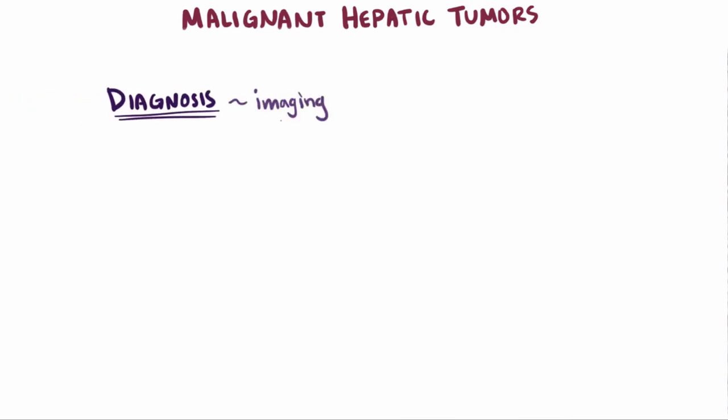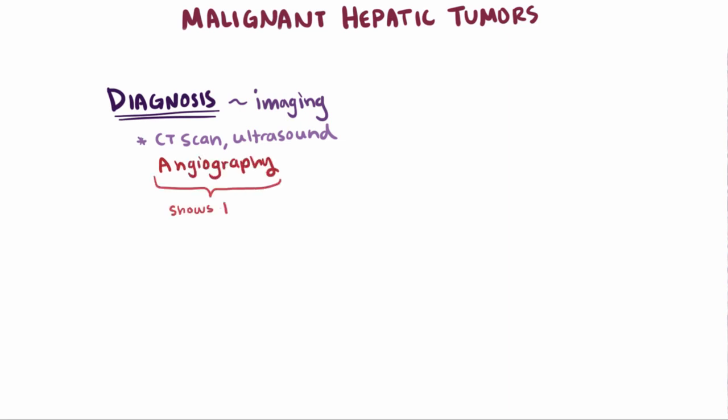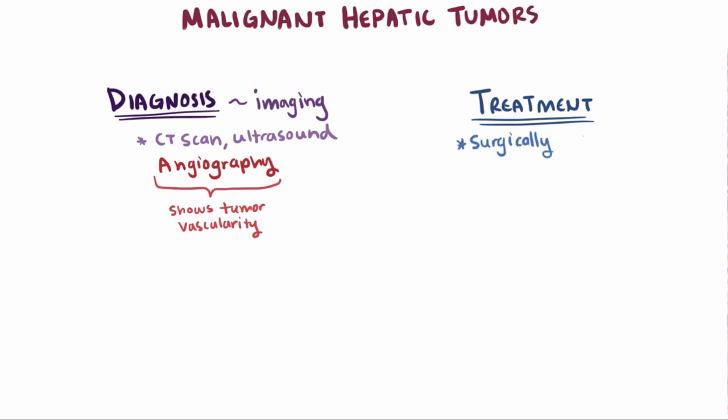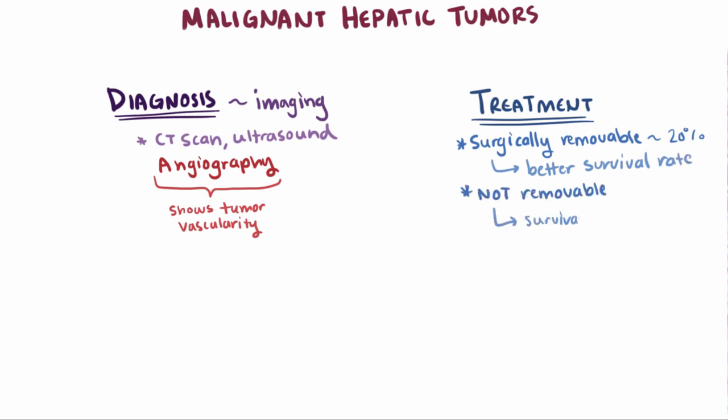Imaging procedures can be helpful in making a diagnosis, like CT scans, ultrasound, and particularly angiography, which can help show vascularity of the tumors. If the tumor is found and can be surgically removed, which is about 20% of cases, then the survival rate is improved by quite a bit. But if it's not able to be removed, then survival is much lower, in the range of months to years. Typically, radiation and chemotherapy have not been shown to be super effective, but certain patients might be candidates for a liver transplant.